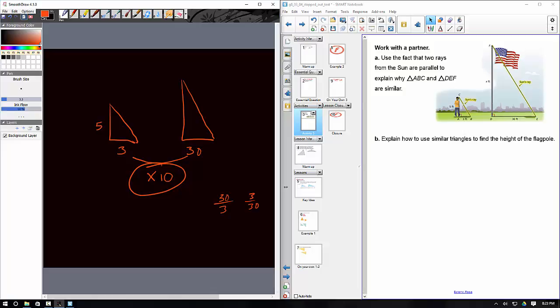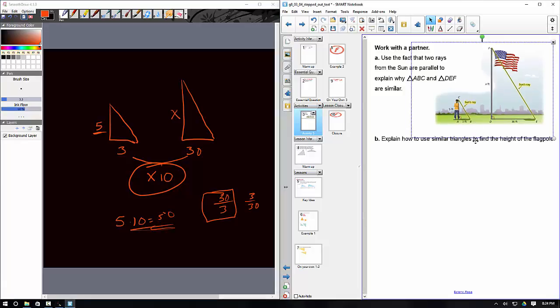So I'm trying to solve for the x, which means it's getting larger, right? So I take the value that corresponds, the 5, times the scale factor of 30 over 3, or in this case, 10. So 5 times 10 equals 50. So the height of this flagpole should be 50.